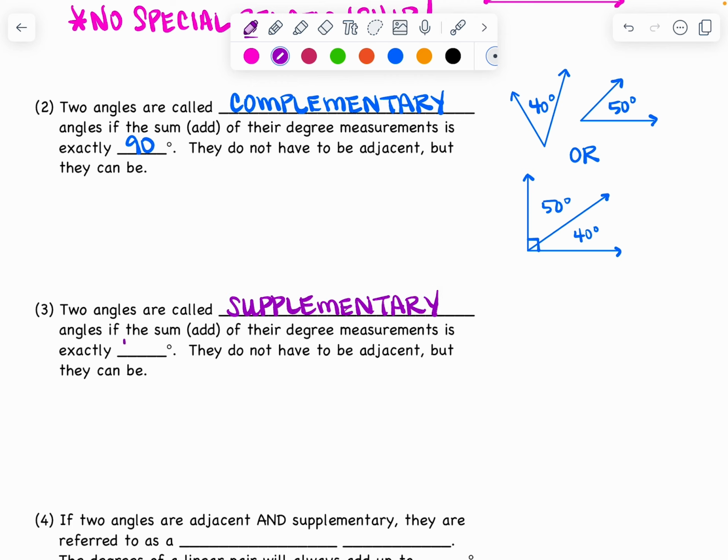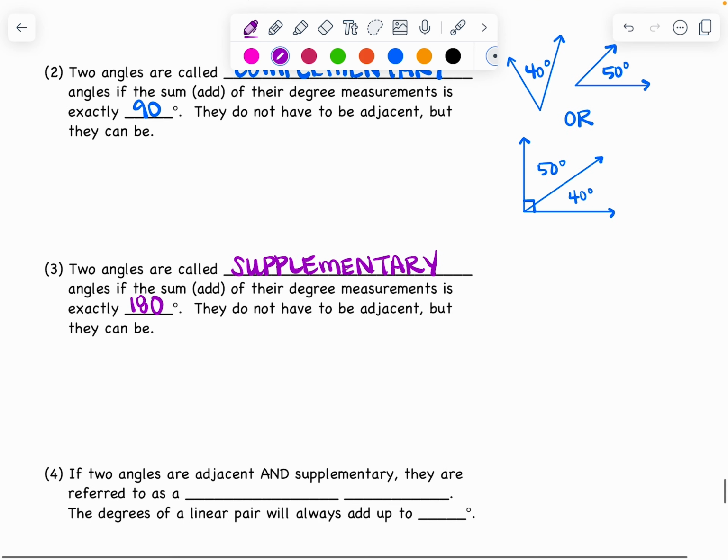And of course, their sum, you might have heard that word before, is 180 degrees. That is their special relationship, right? They add up to be 180 degrees, right? And so again, the same kind of thing holds true. They do not have to be adjacent. So I could have this 100-degree angle floating around in space, searching for its supplement. And of course, that supplement would have to be an 80-degree angle, right?